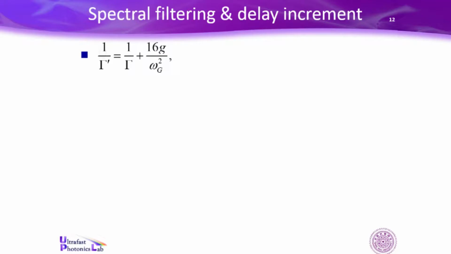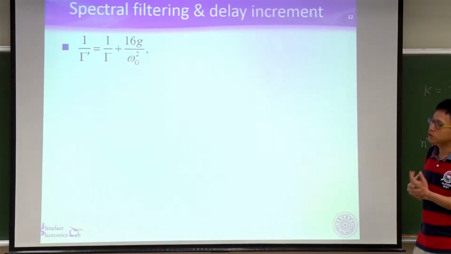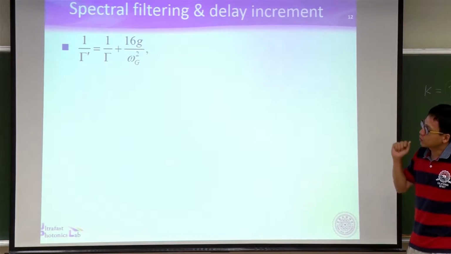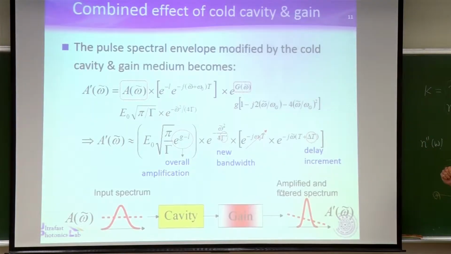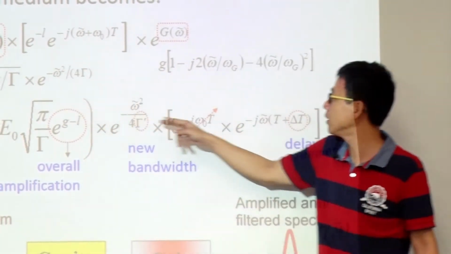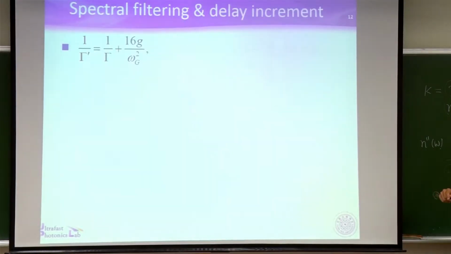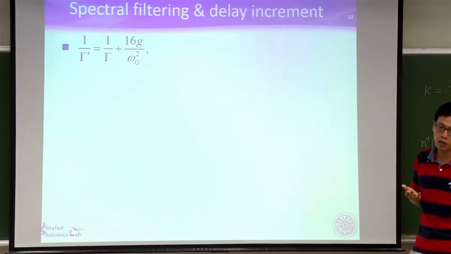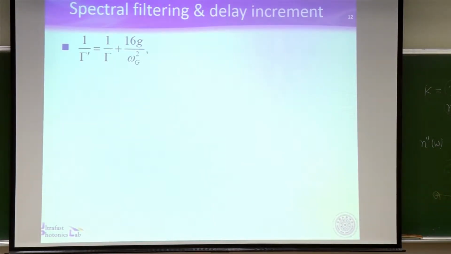So the gain medium contributes, actually, two most important effects: spectral filtering, or gain narrowing, and the delay increment. So let's focus on these 2 terms. Spectral filtering comes from the combination of the 2 terms, as I mentioned here. After combination, you have a single Gaussian, but it comes from the combination of this one and this one, okay? And that's why you have this formula: 1 over gamma prime, where gamma prime is the new pulse-width parameter, equals 1 over gamma, where gamma is the original pulse-width parameter, plus a modification term, which is 16g over omega g squared. Okay? So you can get this approximation.